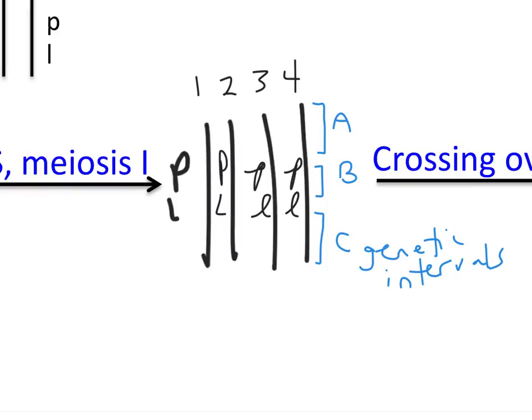Somebody pick a number between 1 and 4. 2. Thank you. Okay. So somebody else tell me a number out loud. Different number. 4. Okay. Student number 3. Say either A or B or C. A. Okay. So what happens during meiosis if sister chromatids 2 and 4 have a recombination event in interval A? What's going to happen?